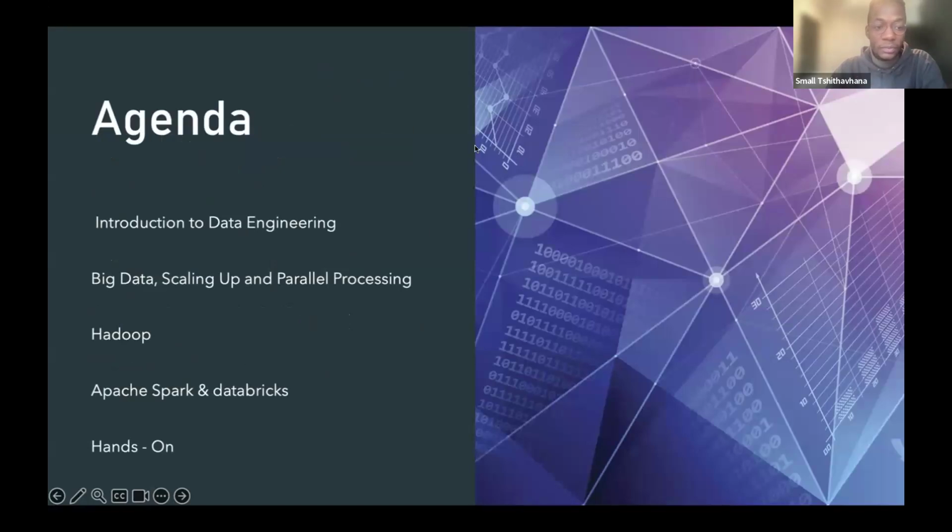So the agenda is simple. I'll give you an introduction to data engineering, and then take you through big data and what scaling up big data actually is, and parallel processing, and also Hadoop, the Hadoop architecture, and also Databricks and Apache Spark. And by the end of this presentation, we'll do a mini hands-on with how to work with Apache Spark and Databricks.